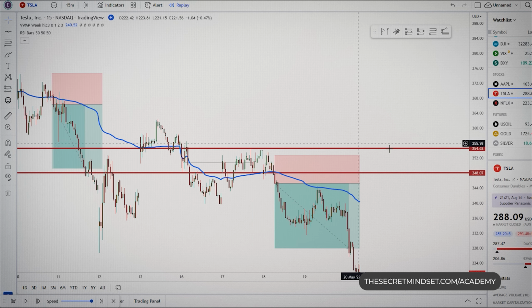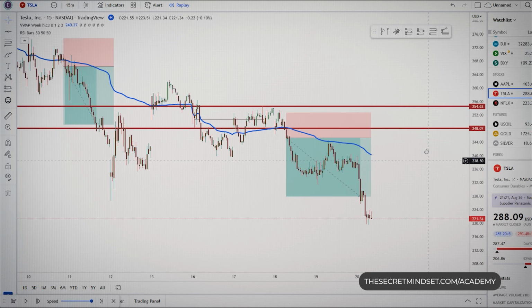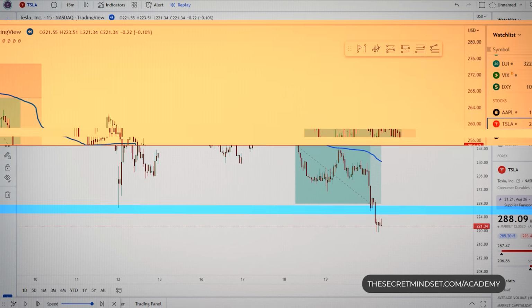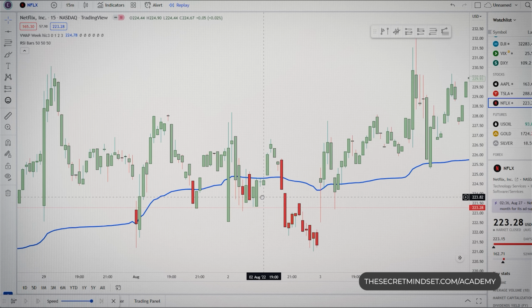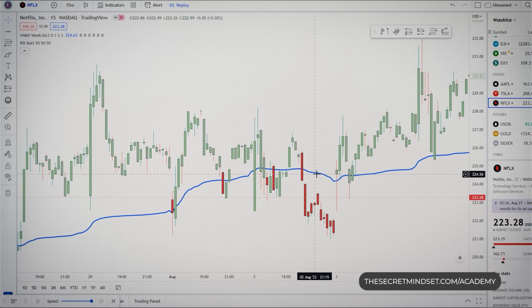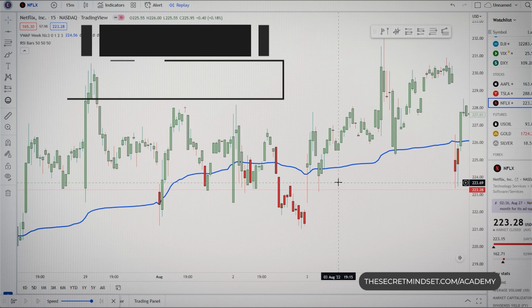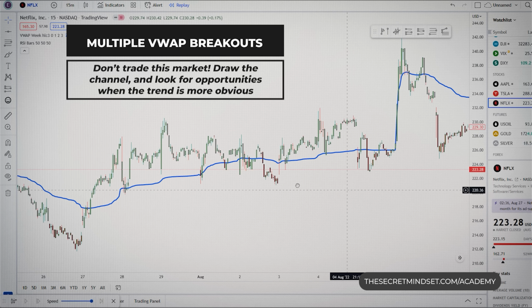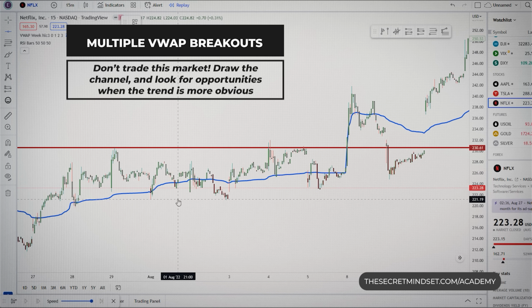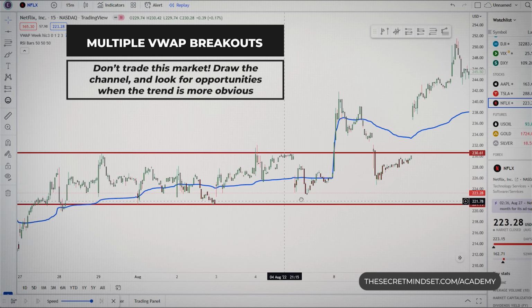Successful trade, and I also see this pullback trade right here, a second chance to enter if you missed the first entry. One more aspect. When you find yourself analyzing a market which looks like this one, with price moving above and below the weekly VWAP multiple times, again, don't trade. Draw the channel and look for opportunities when the trend is more obvious.